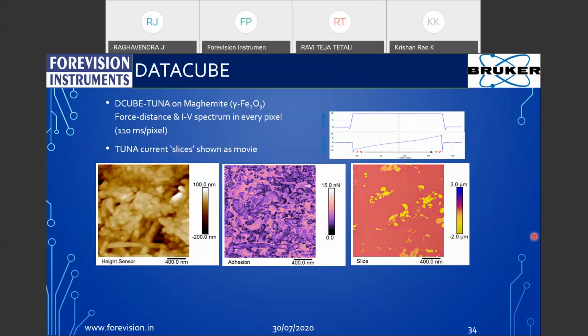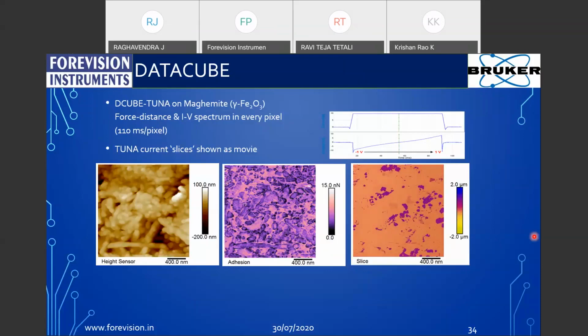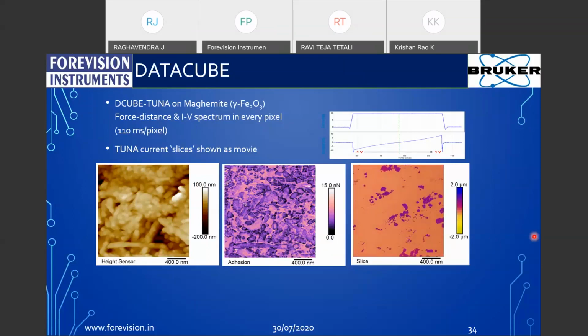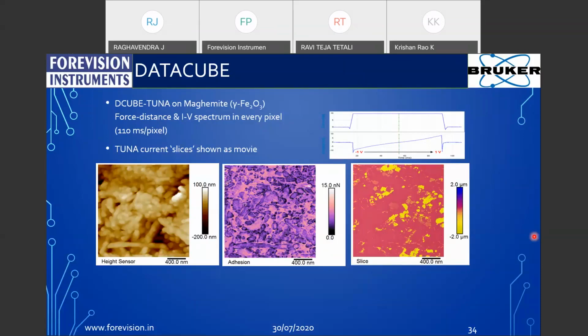So this is the advantage of having DataCube with your AFM. You will get a lot of electrical spectra at each point, or the mechanical spectra. So you can use those spectra to analyze in more detail about your sample. So I hope everybody can see my movie.